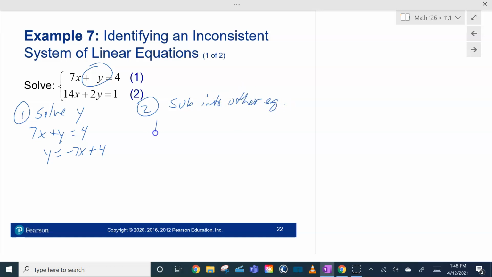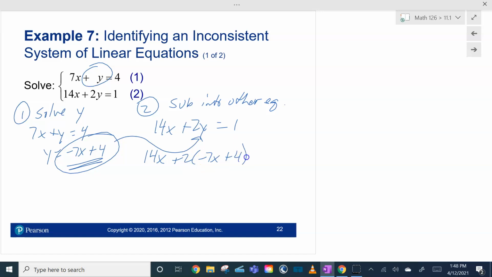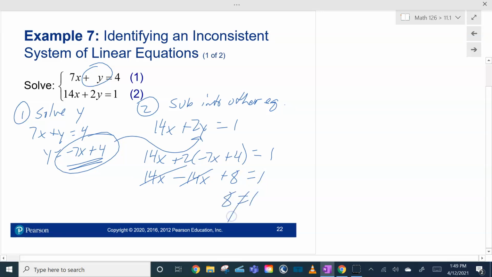equation. So 14x plus 2y equals 1. Here's what y is, negative 7x plus 4. That's going to go in right there. So I got 14x plus 2 times negative 7x plus 4 equals 1. So I got 14x minus 14x plus 8 equals 1. Ooh, those are gone. Then the question is, does 8 equal 1? Surely it does not. This system is false. In other words, there's no solution. No solution.